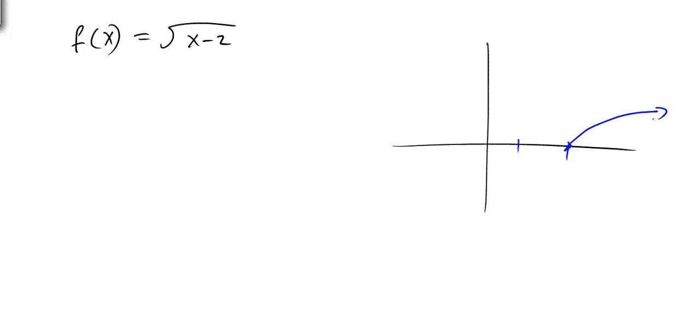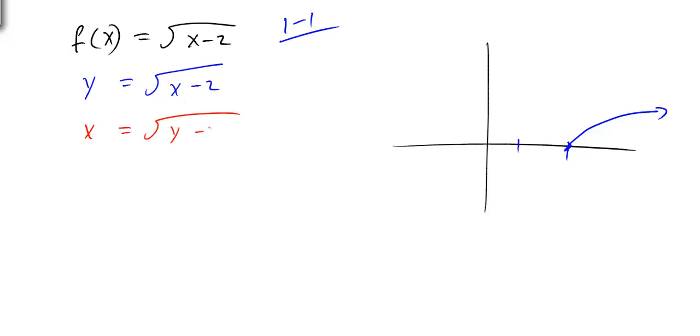And this will pass the horizontal line test, right? So therefore this is a one-to-one function. So if we go to find the inverse, we would have y equals the square root of x minus 2. So we're going to change our y to an x, and we're going to change the x to a y. And now we're going to solve for y.